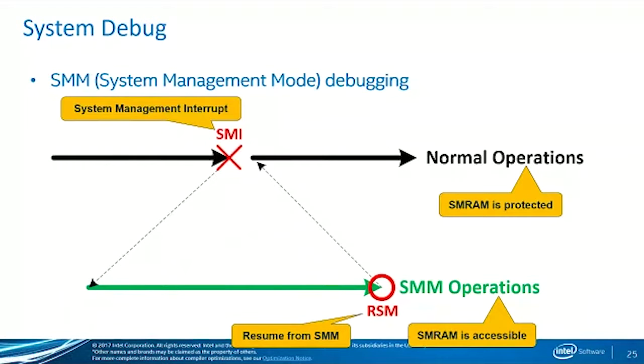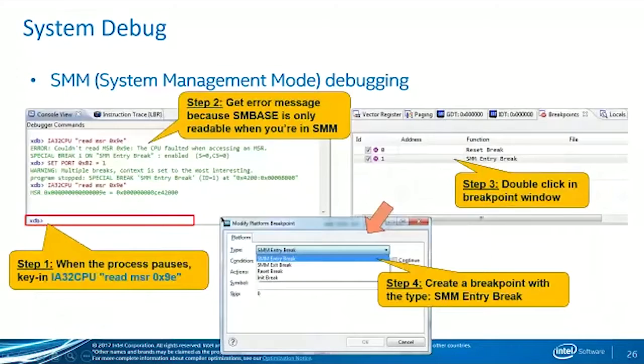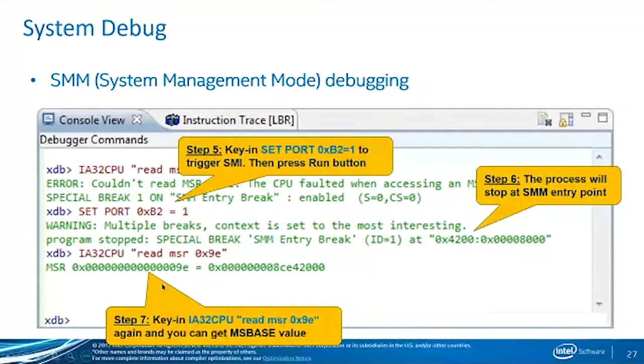The user can get into the SMM world after clicking next step several times, and then the user can start debugging the SMM code. These slides show the steps to create an SMM entry breakpoint in the tool. And you can see the access to MSR 9A is prohibited before getting into the SMM mode. It's because MSR 9A records the address of SM base. But after we triggered the SM interrupt and the process stops at the entry, we can read the content of SM base.